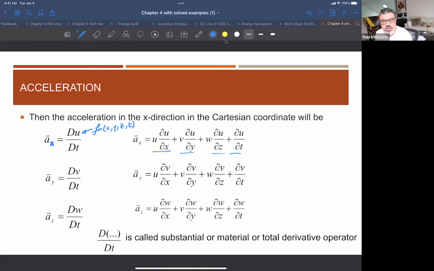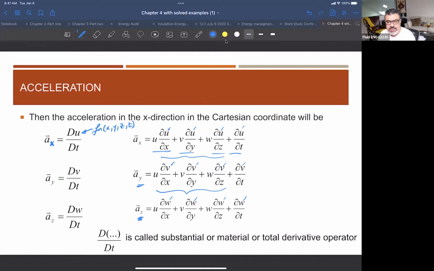Okay, three components are relative to the position, or the change with the position, and the fourth one will be the change with time. We call the first three components here. Of course, we can do the same thing for y. We can do the same thing for z. The only change here is this is your u all the time. This is your v. This is your w, right? So those are the components in x, y, and z.